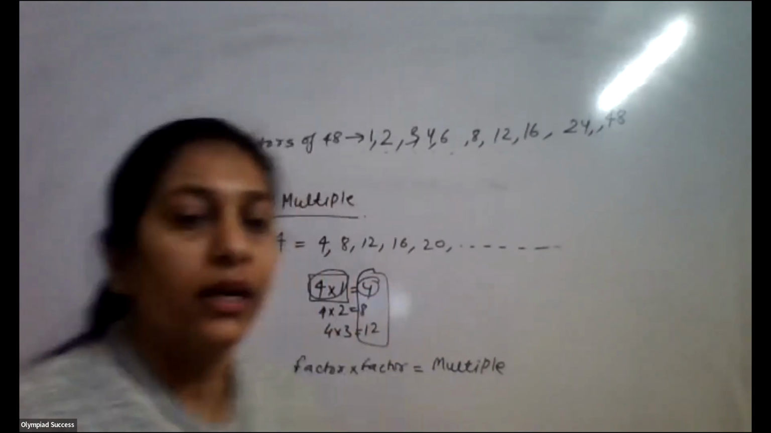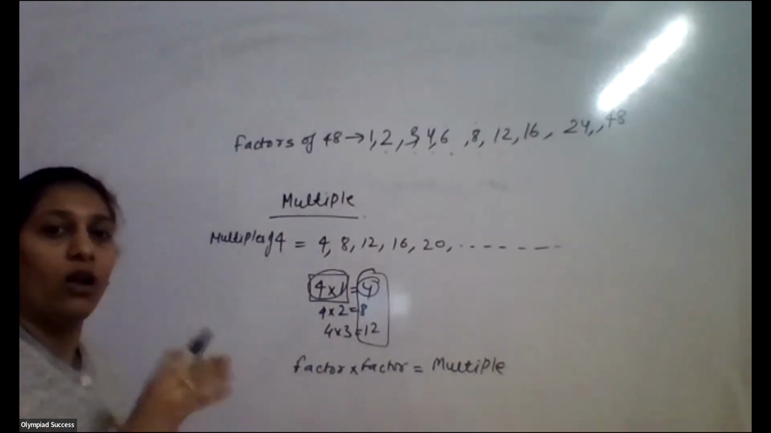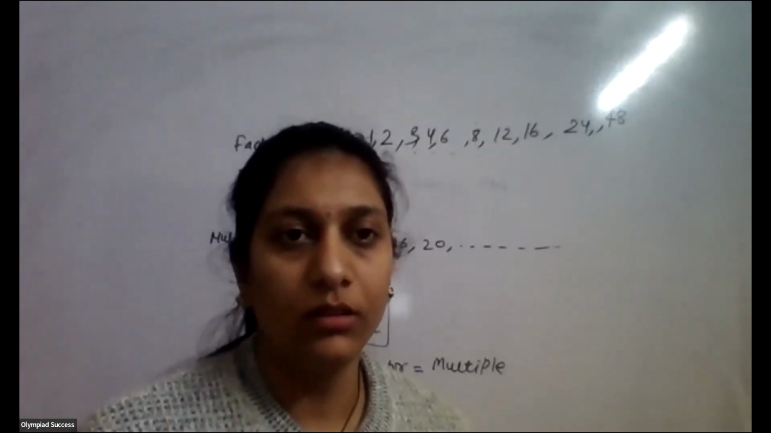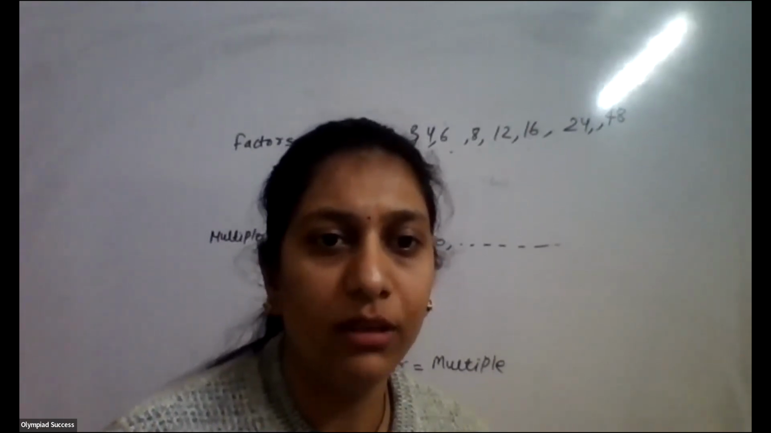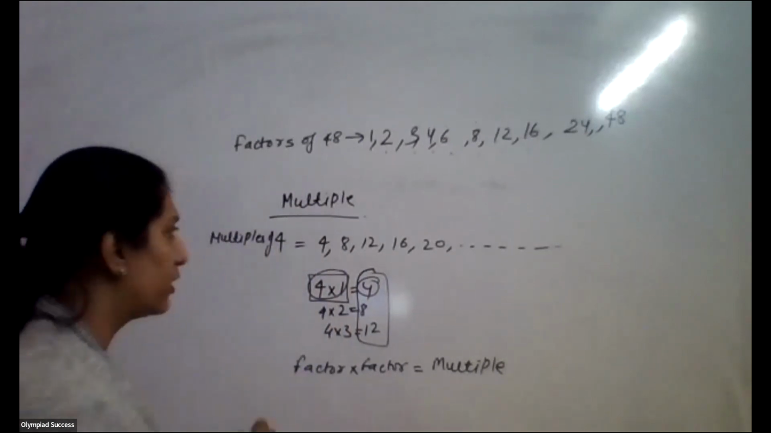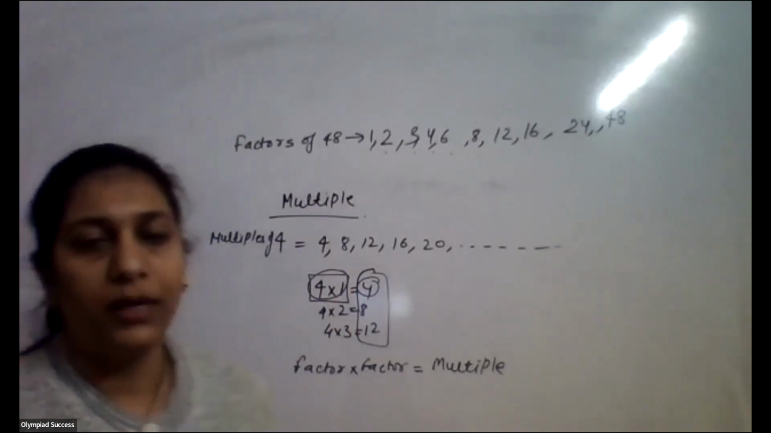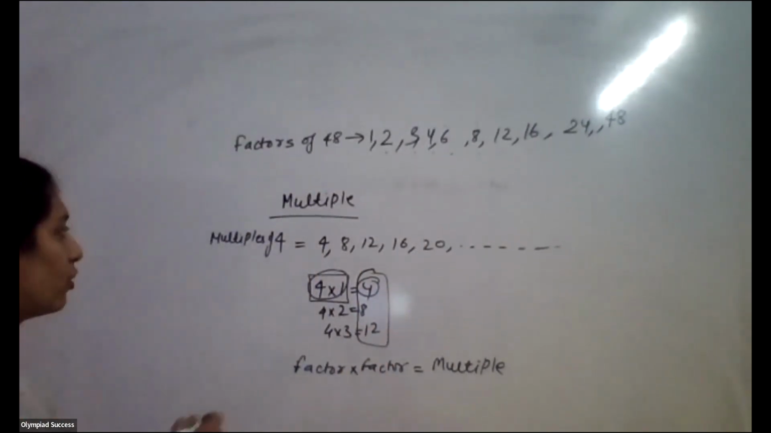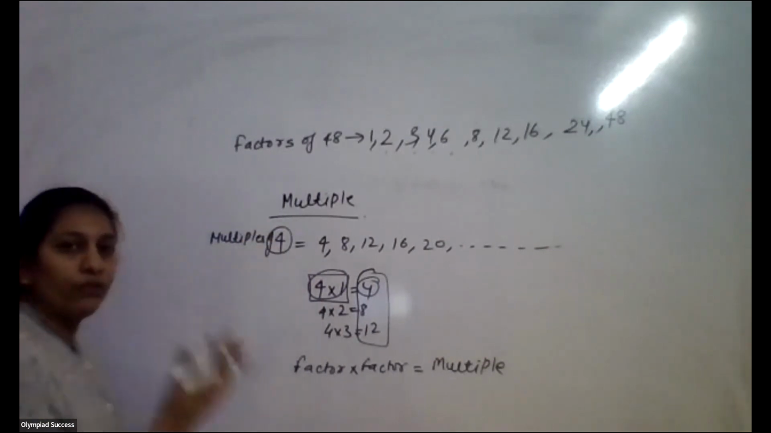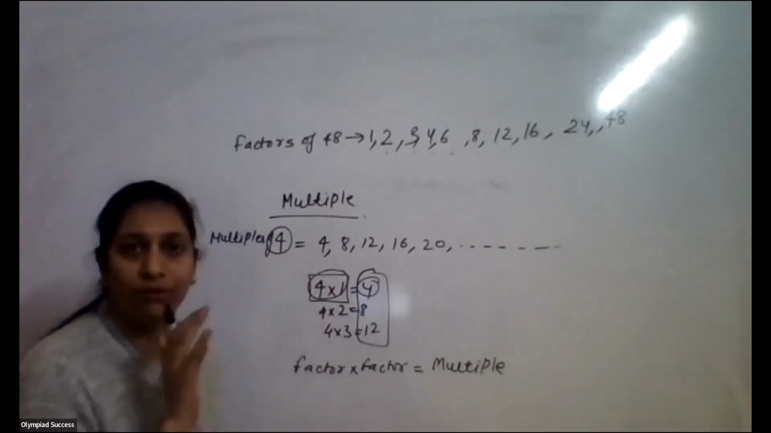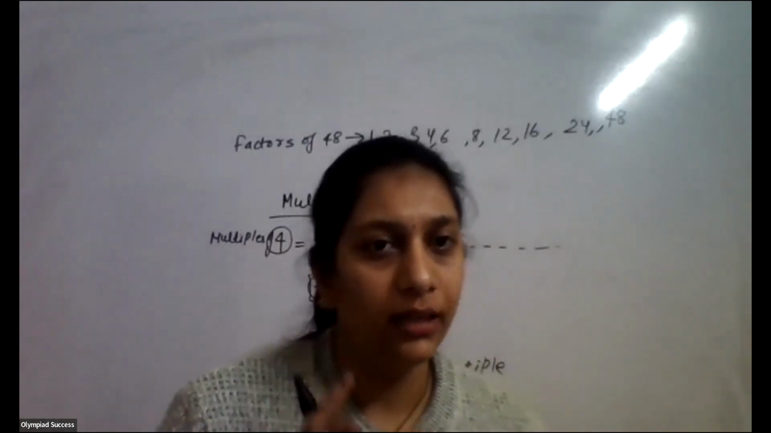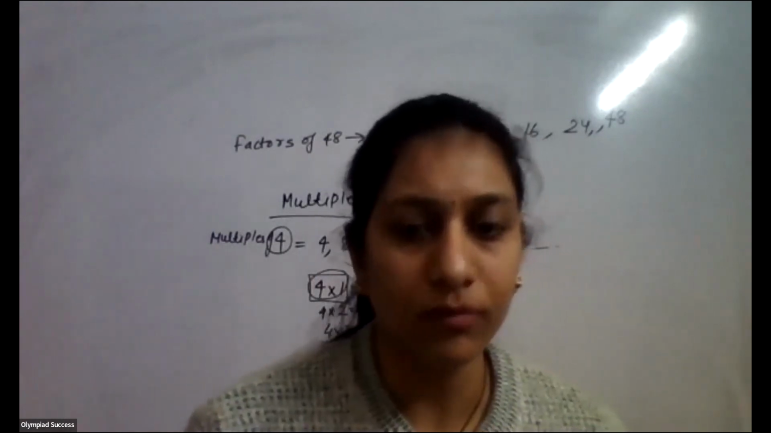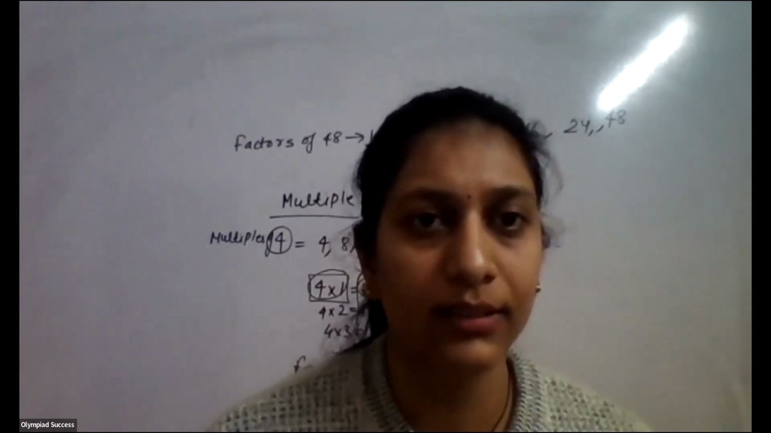Now, what is the number that will always be a multiple? If I ask you the multiple of 4, multiple of 8. Yes, the number itself. So if I'm asking you about 4, then 4 will always be a multiple and 4 will always be a factor also. So the number itself will be a factor as well as a multiple of that number. Is it clear? Does everyone have any doubt in this?